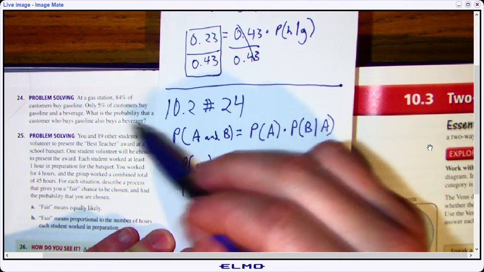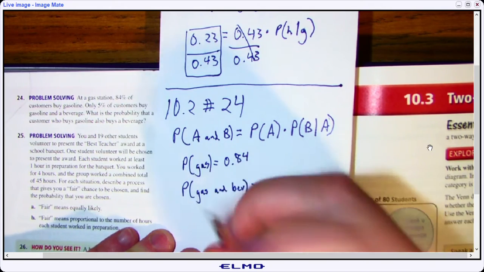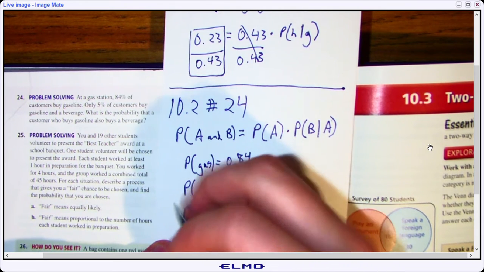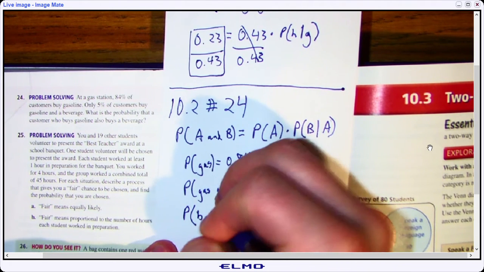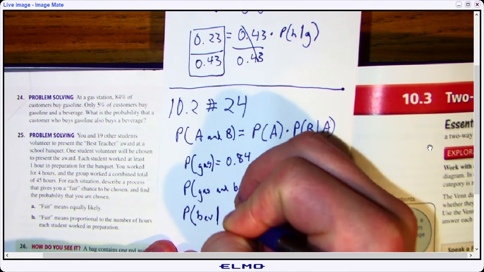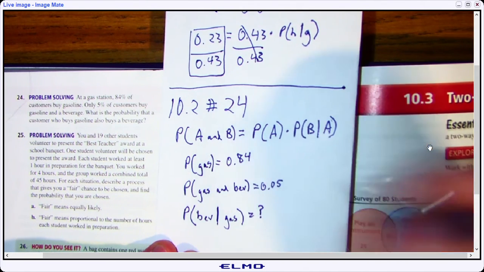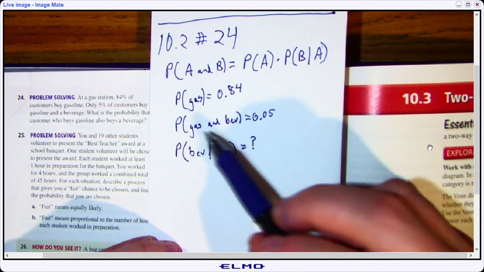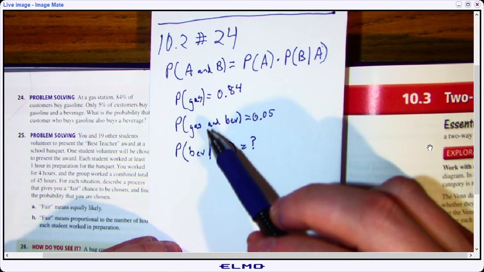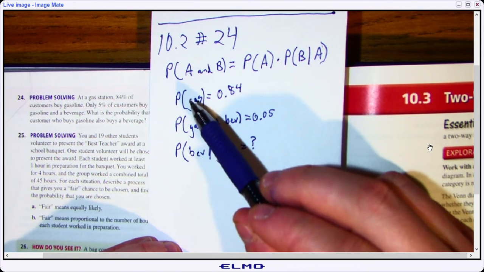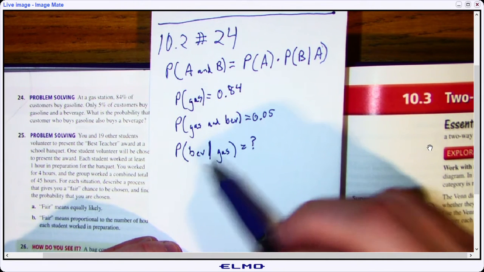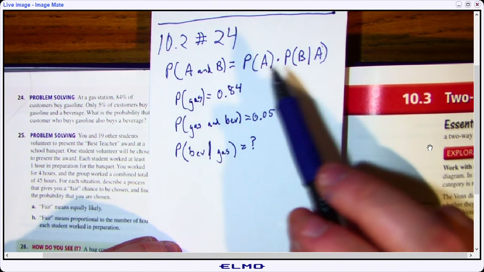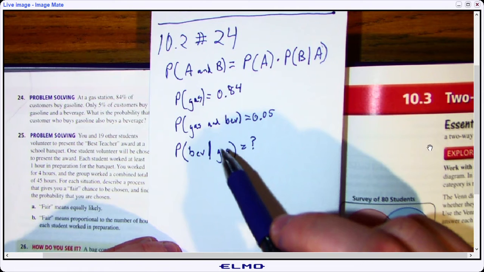What is the probability that a customer who buys gasoline also buys a beverage? They for sure bought gasoline, so what they're asking about is the probability that you'll buy a beverage given that you bought gasoline. And that's the one we don't know. So hopefully you can see here we've got a probability of two events, the and, a probability of a single event, and then a conditional probability. Hopefully we can see that each one of these has a place up here. There's kind of a match.